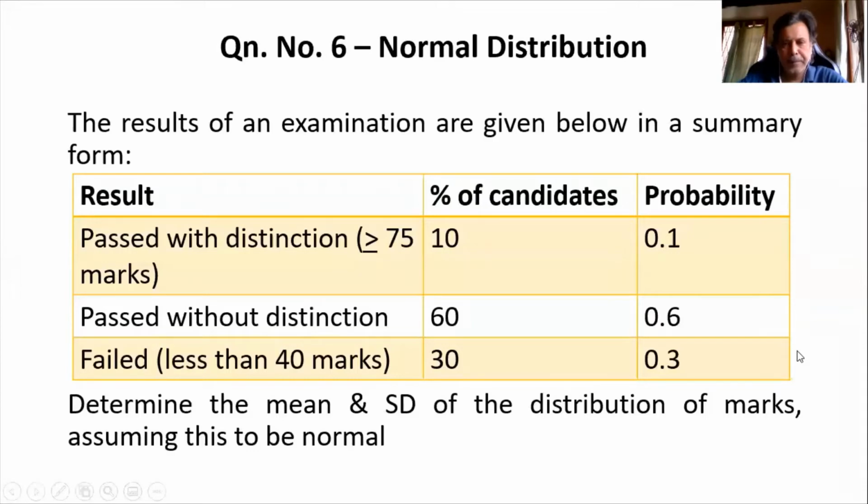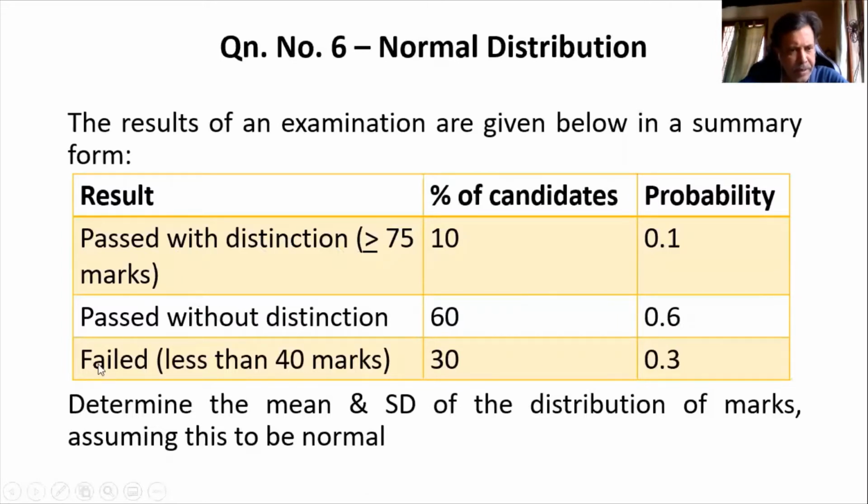Hello everyone. In continuation with problems on normal distribution, this is question number 6. The results of an examination are given below in a summary form. Result, what does it mean? Passed with distinction means greater than or equal to 75 marks. That is called distinction.